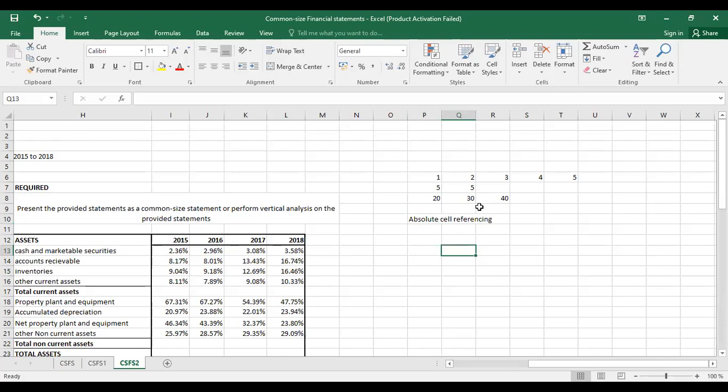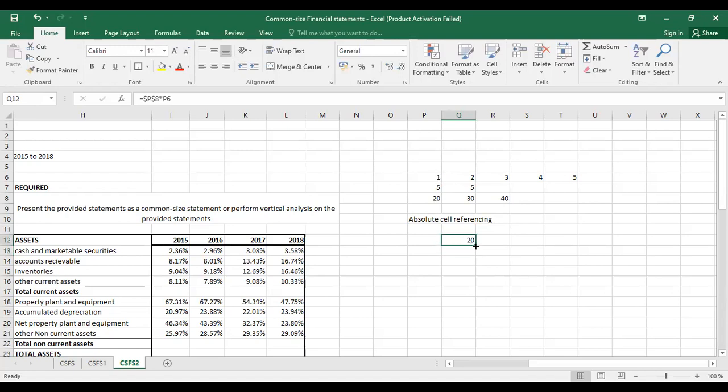So absolute means you fully lock it. Equal, we take this value. You press F4 once. You can see that the dollar sign is in front of P and also in front of 8. It means it has been fully locked. You multiply by this value here, which I'm not locking. Then I press enter. It's just 20 times 1.